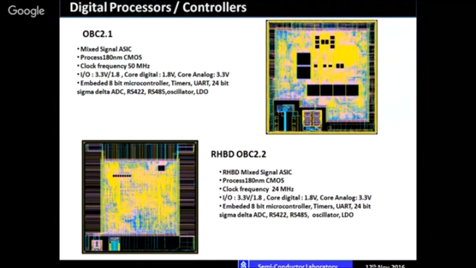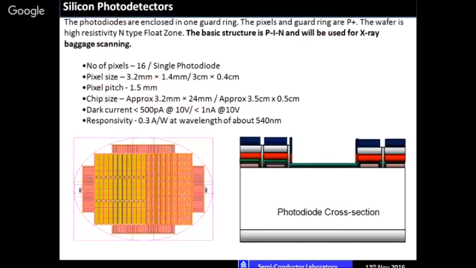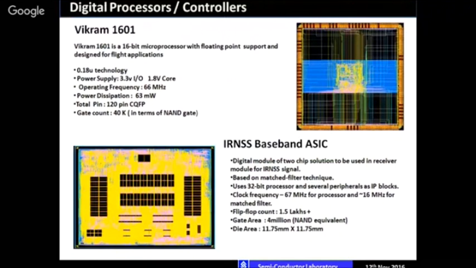This is a controller. It has a 16-bit microprocessor in this, and this also is a controller. It has a 16-bit microprocessor, and it is radiation hardened. And this is a baseband. This is a GPS receiver. It has a 32-bit processor, Leon processor.